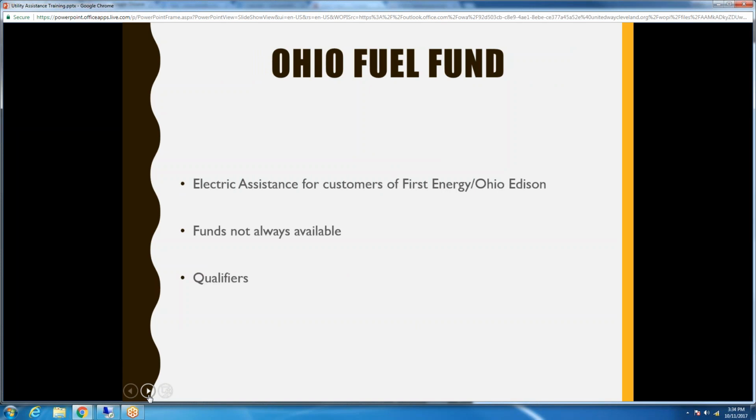Okay. So now let's discuss a little bit about the Ohio Fuel Fund. This program helps customers of First Energy's utility companies, which are Cleveland Electric Illuminating, Ohio Edison, and Toledo Edison, with their electric bill.